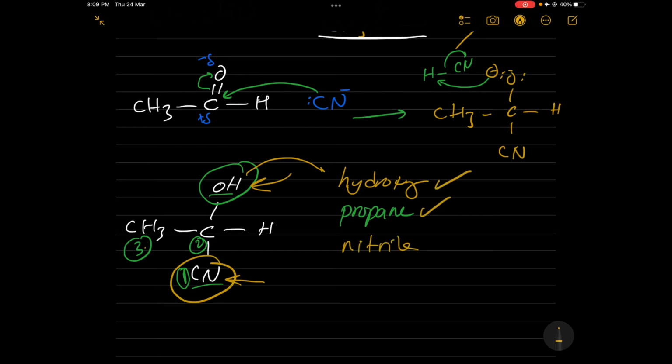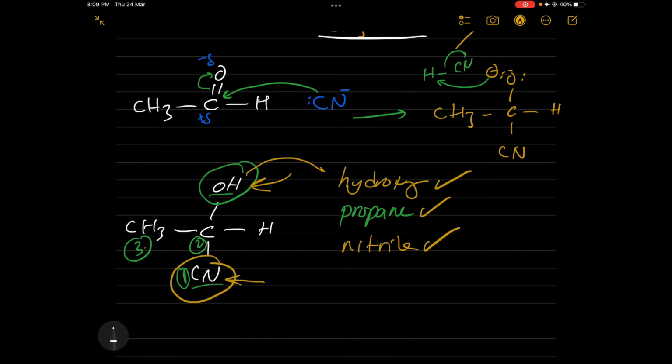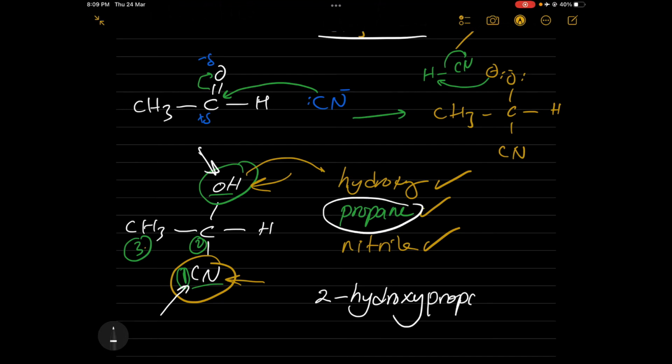Okay, so these are the things that you have to combine with each other. But we just noticed that we start counting from the carbon with the cyanic group, and we notice that the OH group is on the second carbon. So you can say you have 2-hydroxy, and you write the whole name, propane, and you put nitrile. We don't drop the E in propane, okay?